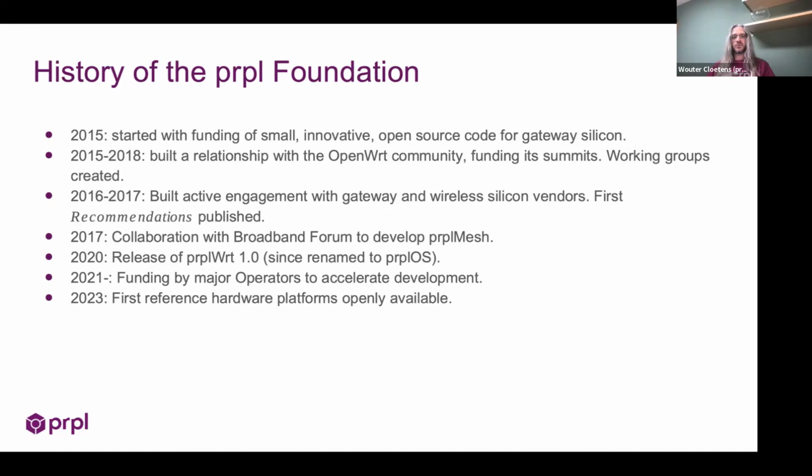Then there was also the development of an OpenWRT-based software stack that was initially called prplWRT. The first release of that was in 2020, and it has since been renamed prplOS. Things really started to move in 2021, when major operators started to fund the development to accelerate it, to really get it up to carrier grade.